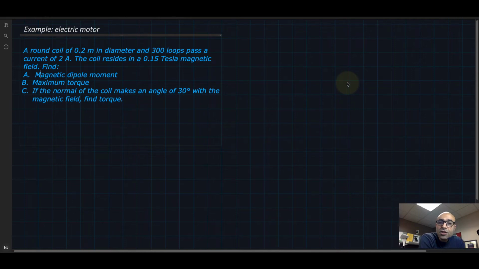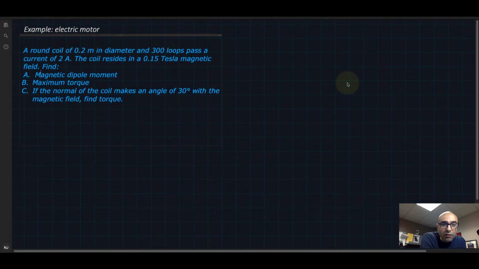Hey there, let's check out this example together about the electric motor. This electric motor has a round coil of 0.2 meters in diameter and 300 loops, and it passes a current of 2 amps. The coil resides in a 0.15 Tesla magnetic field. We need to find three things.